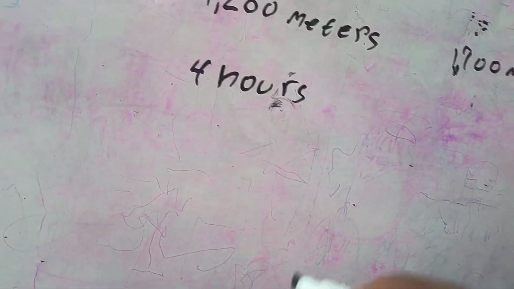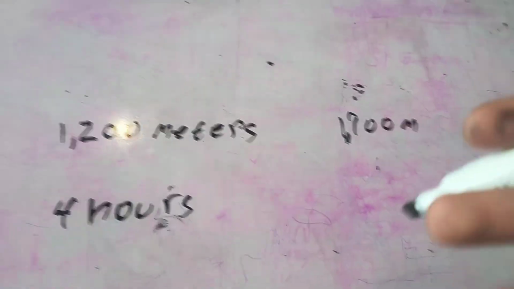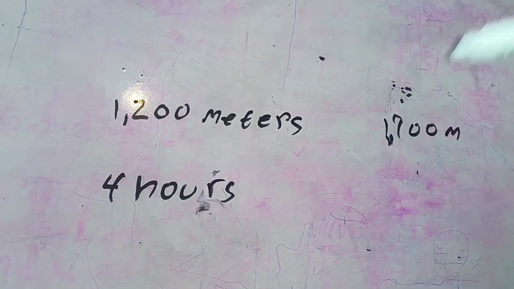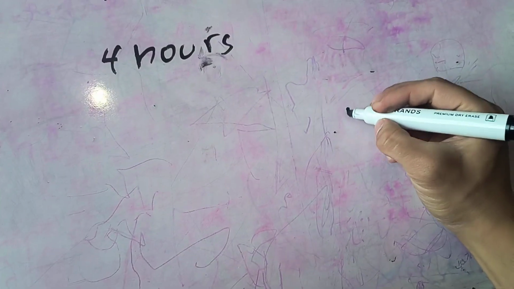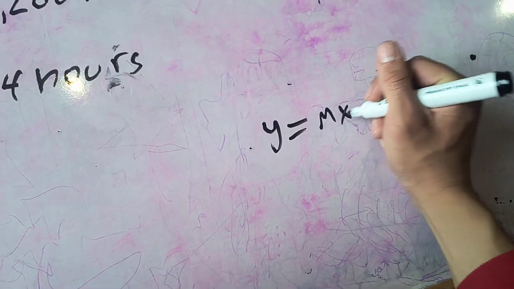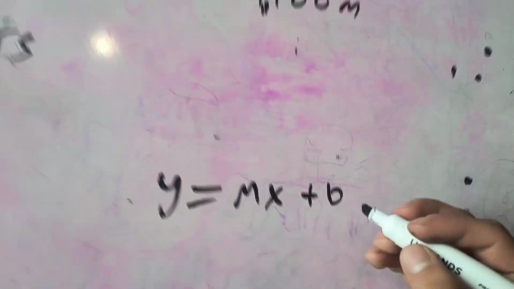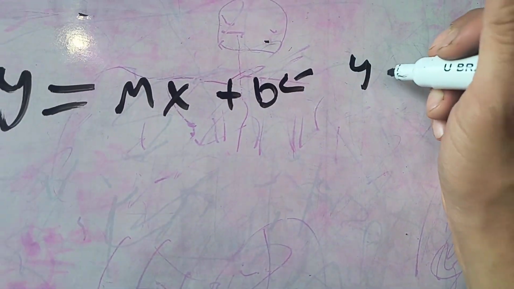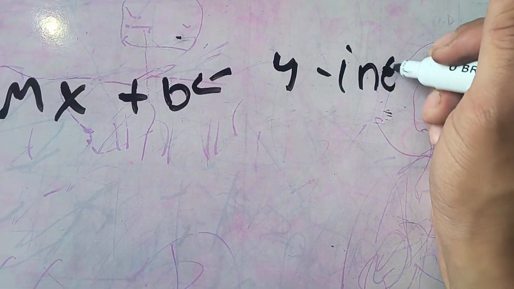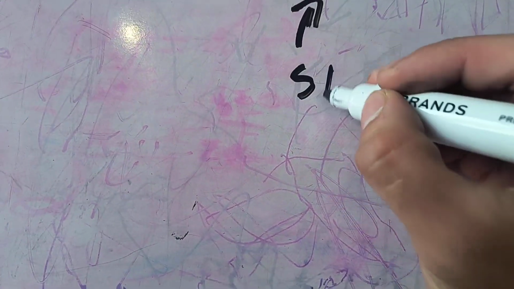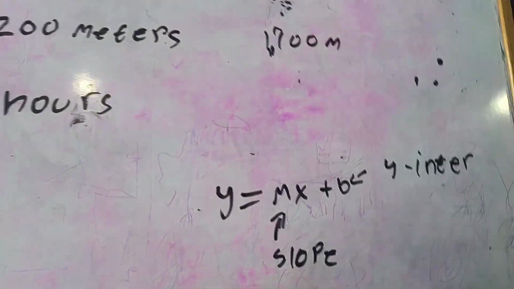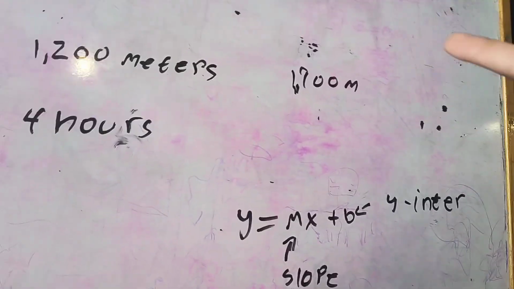And let's say your teacher asks, "Hey, what's the linear equation to express your travel?" Well, we know that a linear equation is mx plus b, where b is the y-intercept and m is the slope. And the slope is the rate of change of y over the change of x.